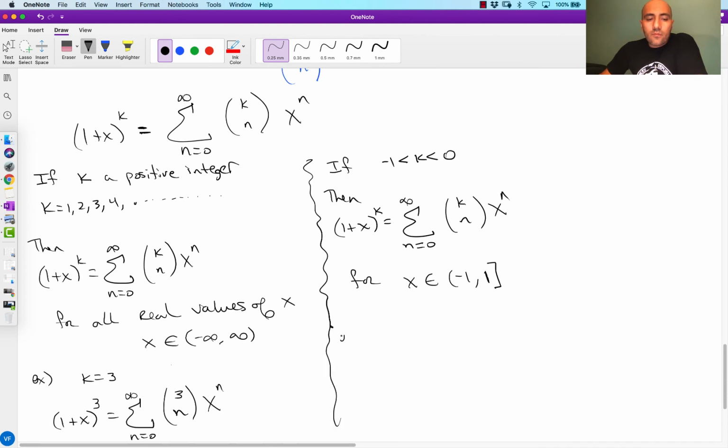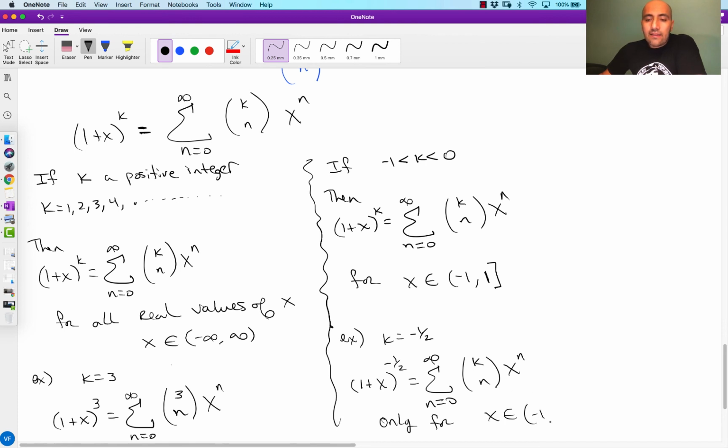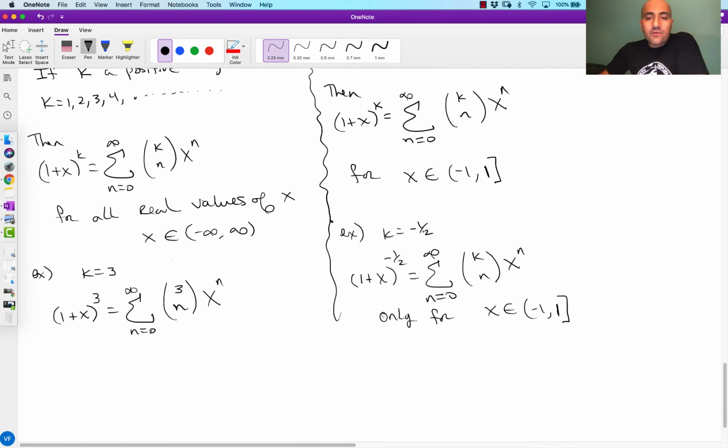So for example, if k equals -1/2, it lands in this zone in here, right? Which means that (1 + x)^(-1/2) is going to be equal to this, the sum from 0 to infinity of k choose n, x to the n. It's going to be equal to that, but only if x is an element of this set, -1 to 1, inclusive of the 1, not inclusive of the -1.